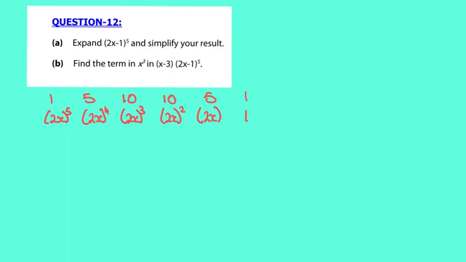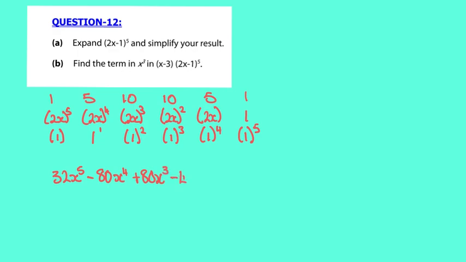Now expand our second term, so we get 1 to the power of 0, which is 1, 1 to the power of 1, 1 squared, 1 cubed, 1 to the power of 4, 1 to the power of 5. If we multiply that out, we get 32x to the power of 5 minus 80x to the power of 4 plus 80x cubed minus 40x squared plus 10x minus 1.